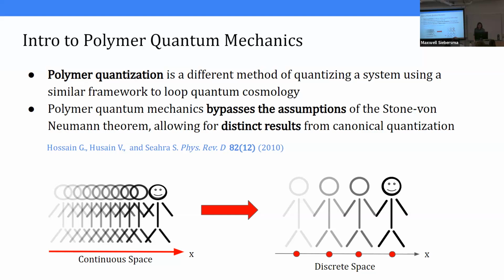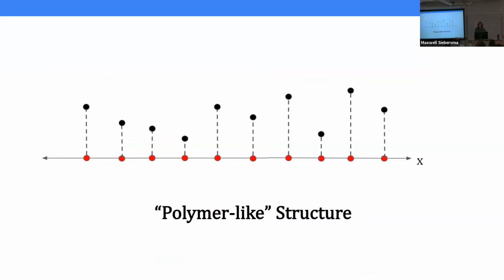And just because I know the question will probably come up when we talk about polymers, we're not talking about organic macromolecules. The polymer-like structure comes from the fact that we end up getting this lattice on our space, and our wave functions are these excitations that look like this. And I guess at some point in time, someone thought that that looked like a polymer, and the name stuck.